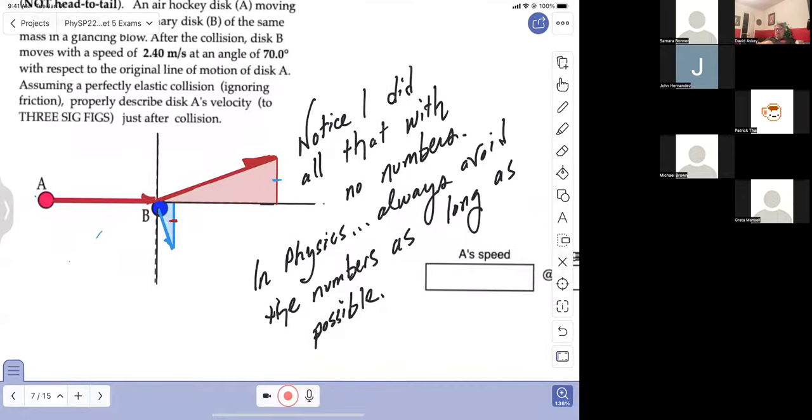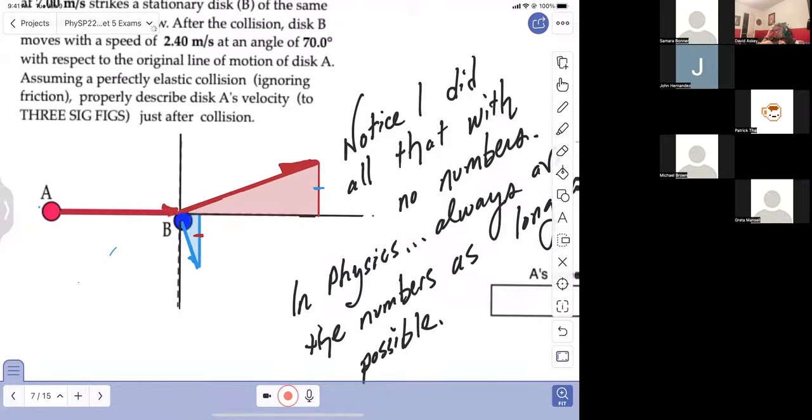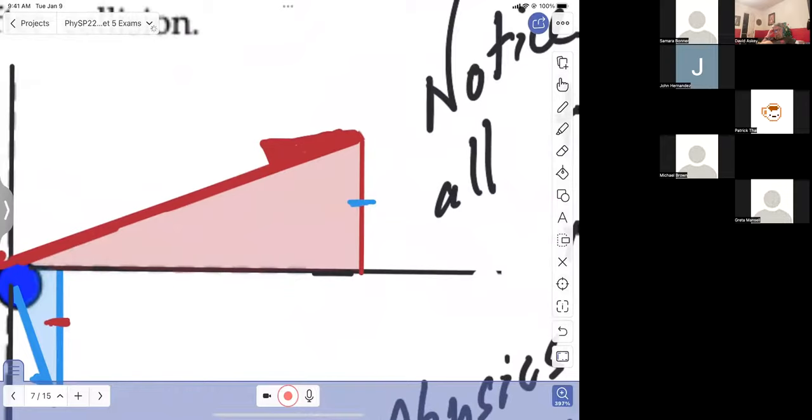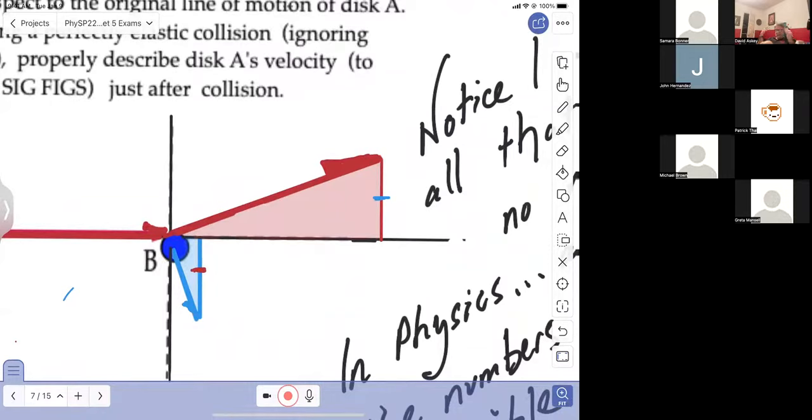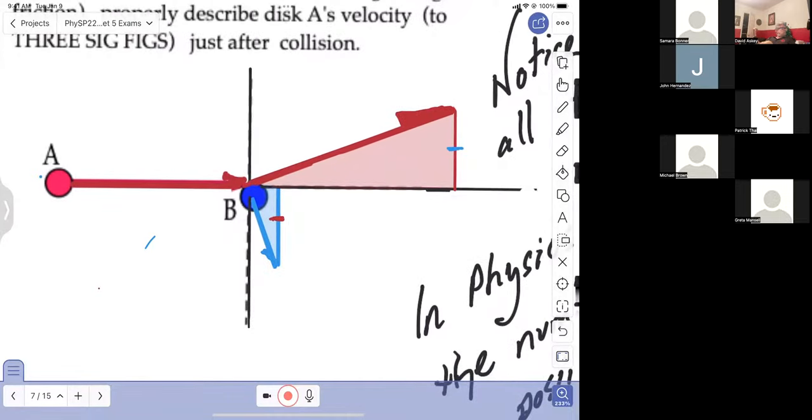Notice I did all that without putting any numbers in here. How did I know how long to make that red arrow? This red arrow, this hypotenuse, why isn't it half that long? Why is it that long? Anybody want to turn on the mic and answer that or in the chat? Patrick said the Y length matches the blue length. That's true, the two lengths.